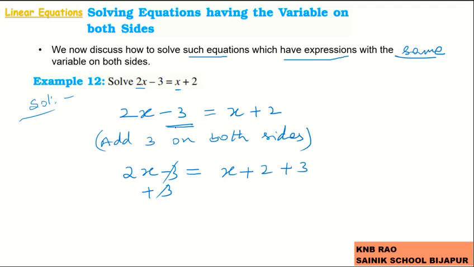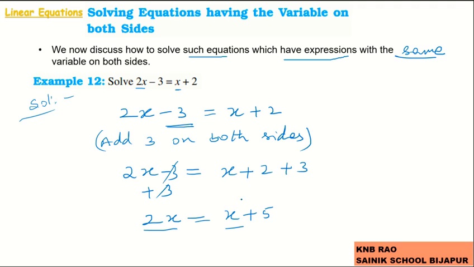So, here this minus 3 added with one more plus 3 will get cancelled, giving us only 2x. So, 2x equals x plus 5. Now students, since I have a variable term in the left hand side as well as in the right hand side, I have to get rid of this variable. That means I have to have all the variable terms on one side, all the numbers on the other side.